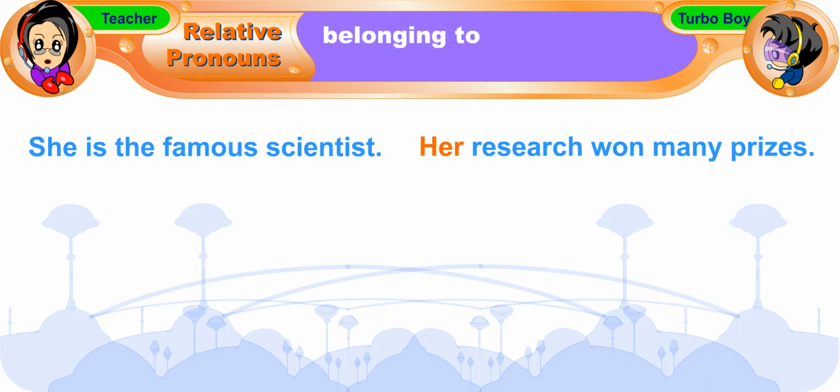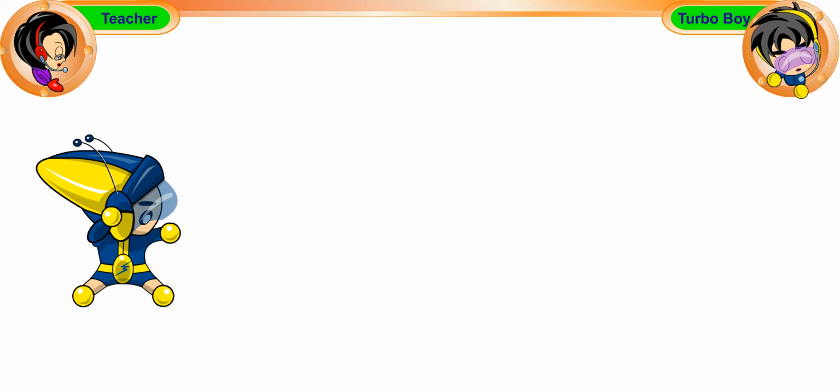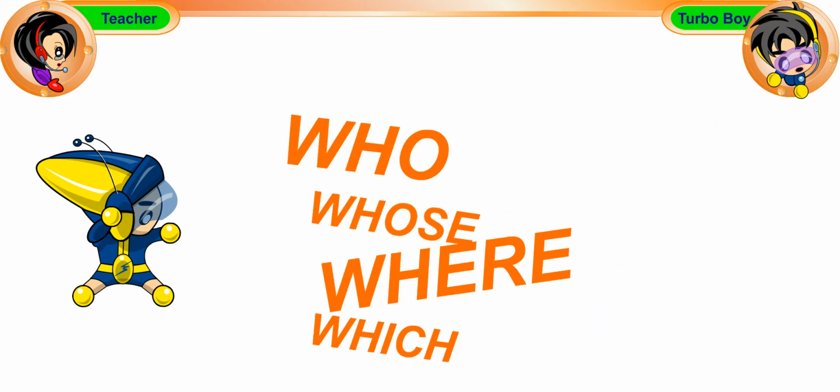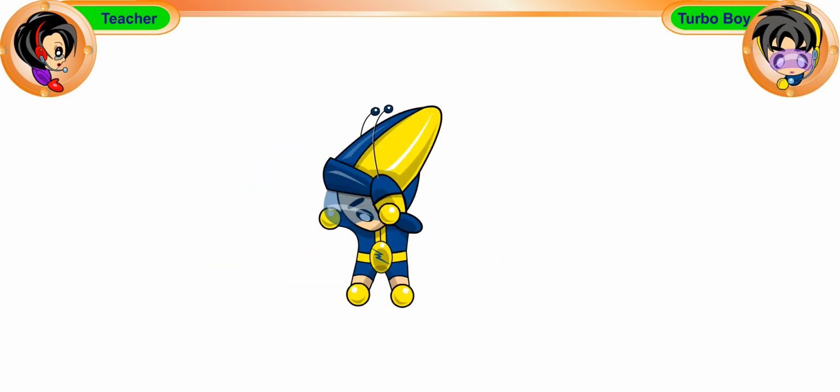When we want to show belonging to, we use whose. In the second sentence, her research won many prizes. Her shows belonging to, so we use the glue word whose. Okay, I get it. The glue word we choose depends on what the second sentence is talking about.